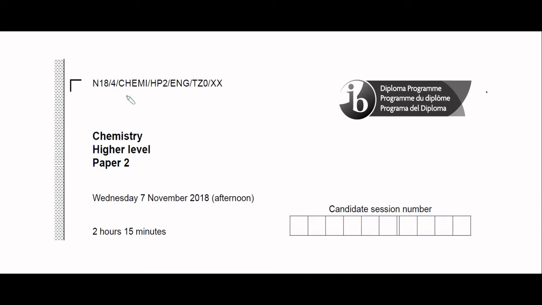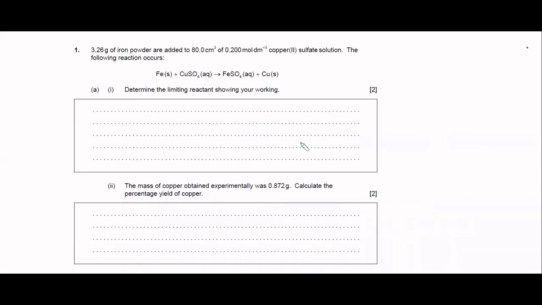We are discussing an IB question paper with code. This is the code for the question paper. It's from Higher Level, Paper 2 Chemistry for November 2018. This is part A for question 1. Here we have part A for question number 1.